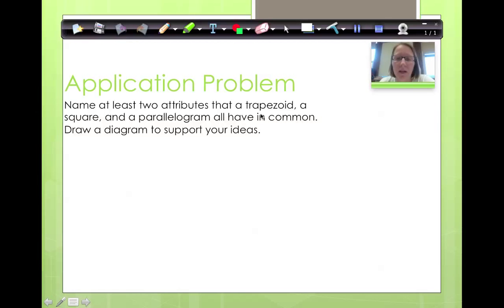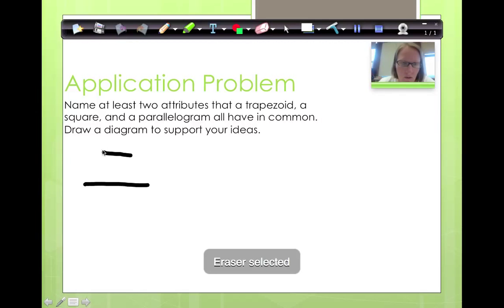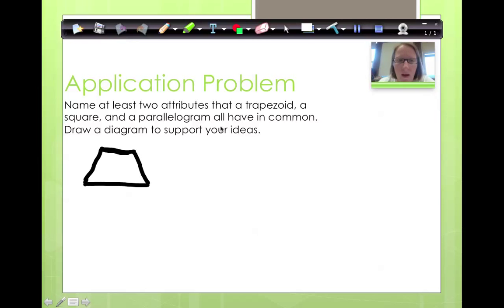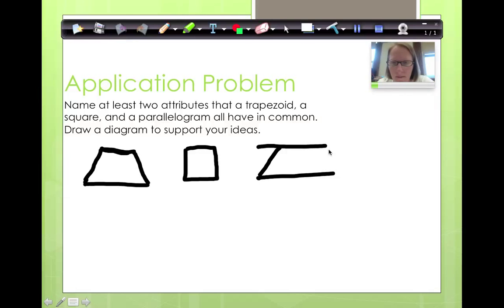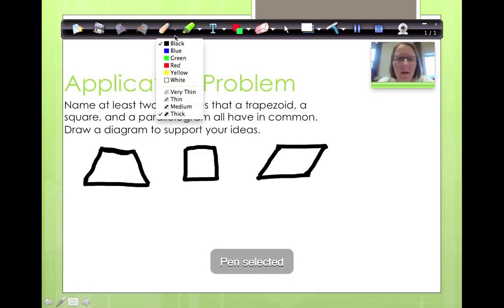Okay, so the first thing we need to do is to draw a trapezoid. So let's draw a trapezoid. Draw it as carefully as you can. Okay, and then we need a square. Okay, then we need a parallelogram. So the easiest way to do a parallelogram is to draw two parallel lines and then combine them. And then erase the other bits. See? There we go.